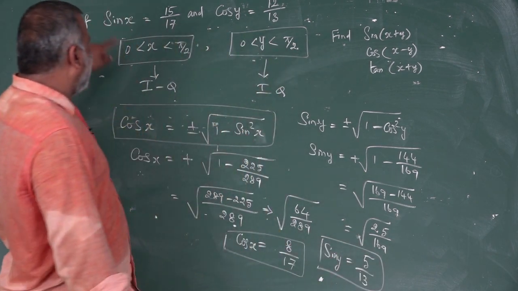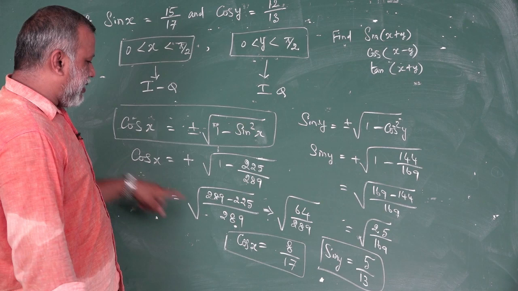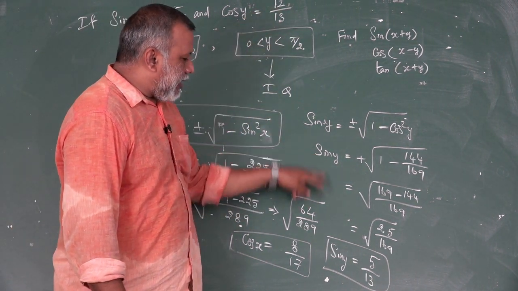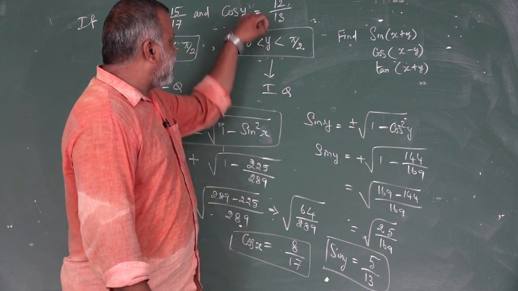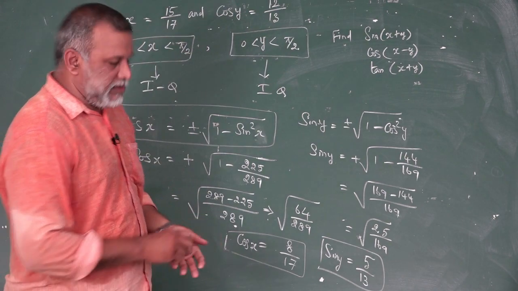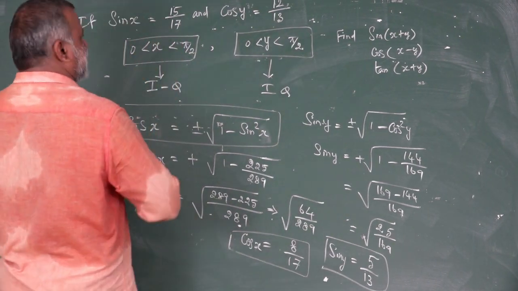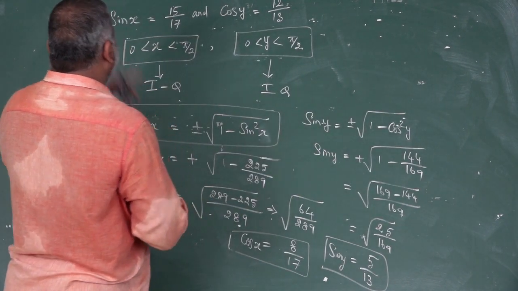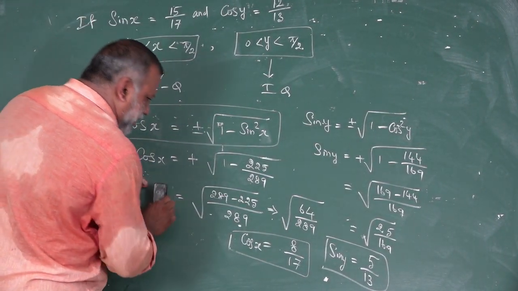See here, sin x is given, I am finding out cos x. Then cos y is given, I am finding out sin y. Now see the first result. What is this? The first result here: sin x is given, I am finding out cos x.